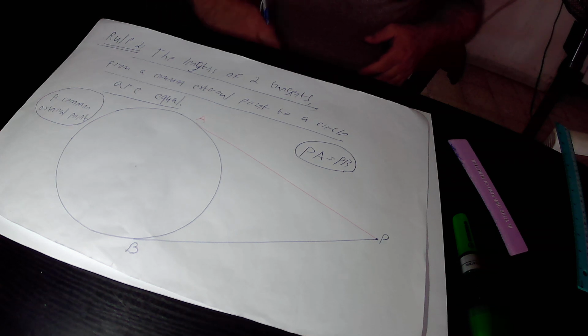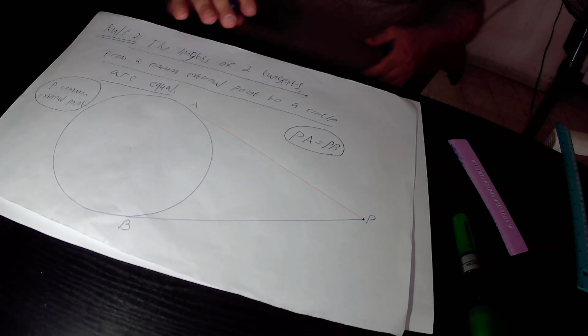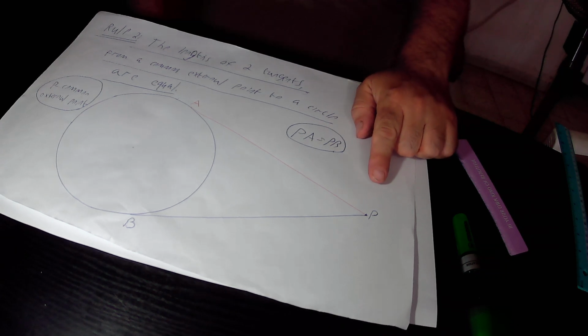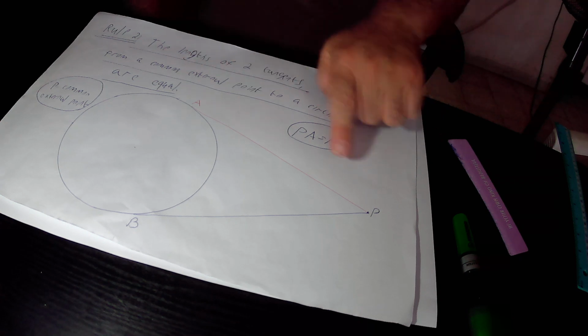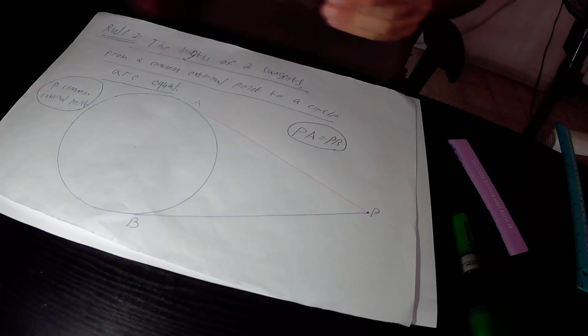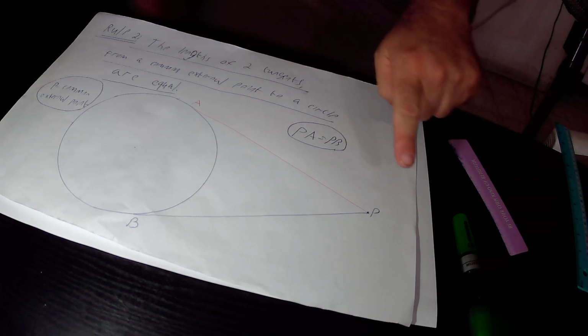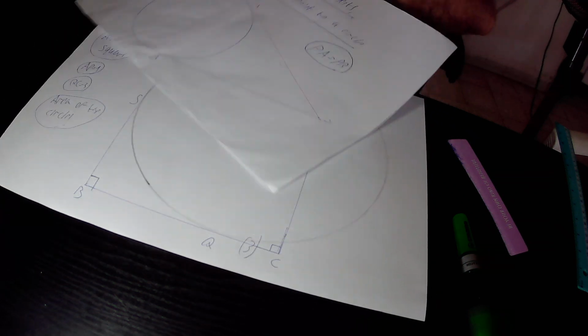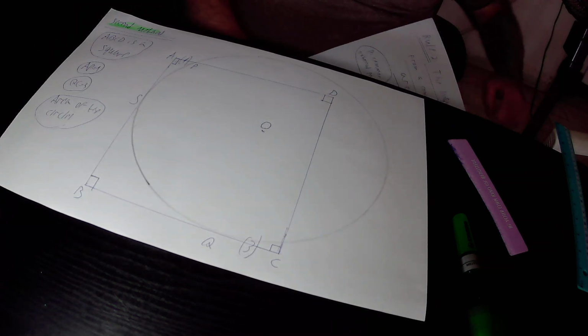So in the drawing we have a circle. This is the external point P. From this external point P, we have two tangents to the circle, tangent PA and tangent PB. And according to rule 2, they are equal to each other. That is to say, PA equals PB. So we can implement rule 2 in our drawing.